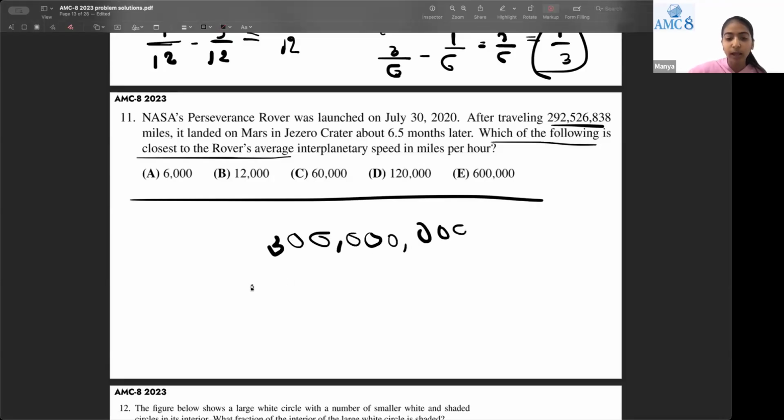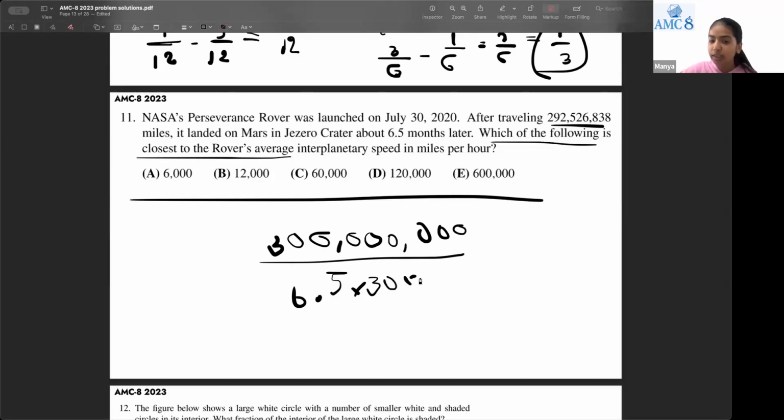And we will have to divide this by 6.5 months. Instead of writing 6.5 times months, we could just do 6.5 times 30. But we would also have to do times 24, since they're asking what is the speed in miles per hour here. And for miles per hour, we can just do 24, since there's 24 hours in a single day.